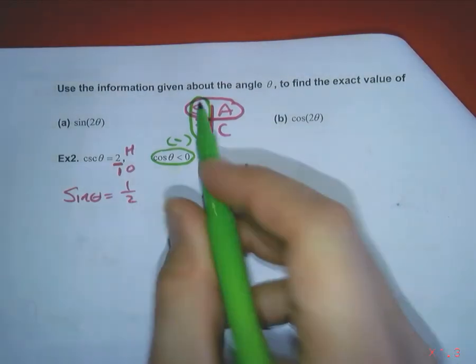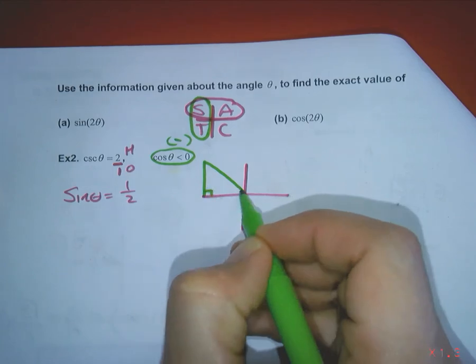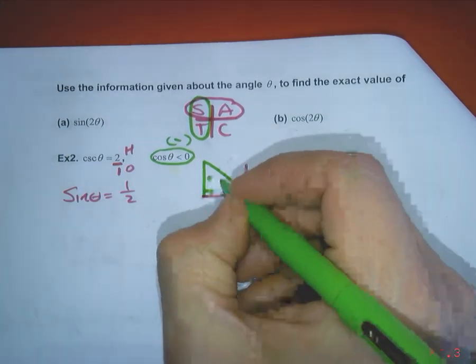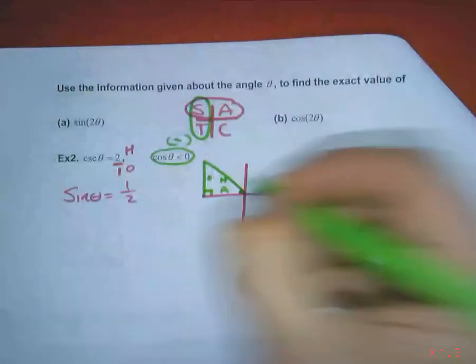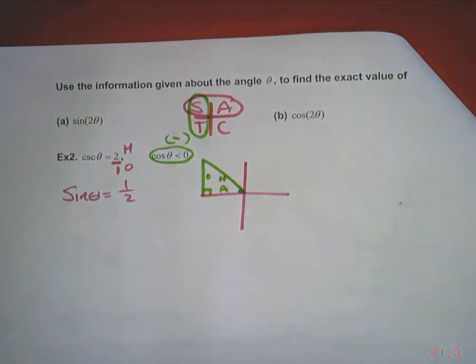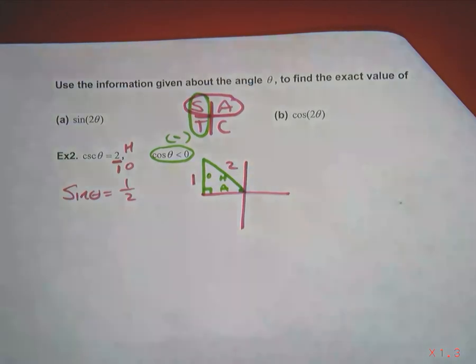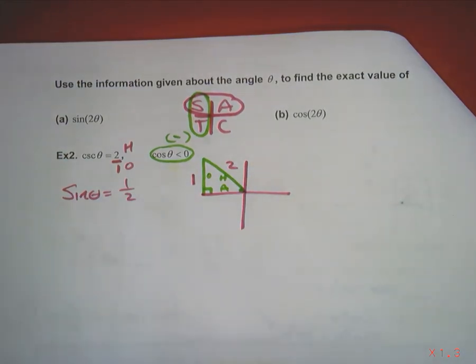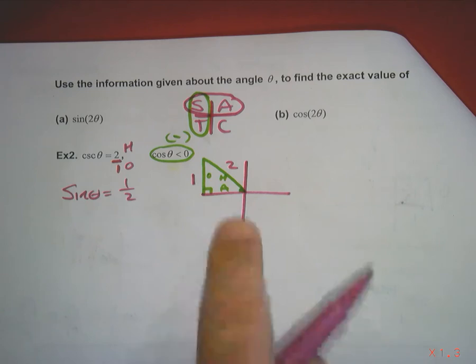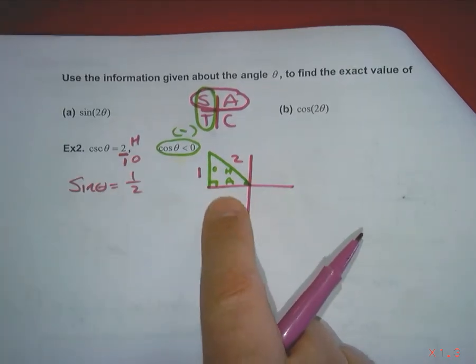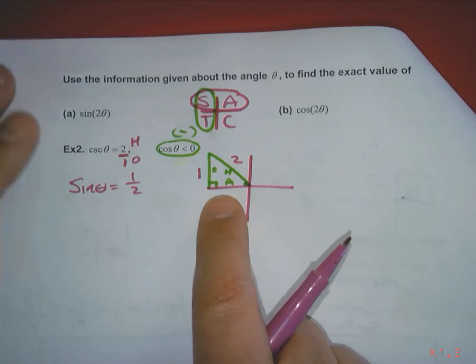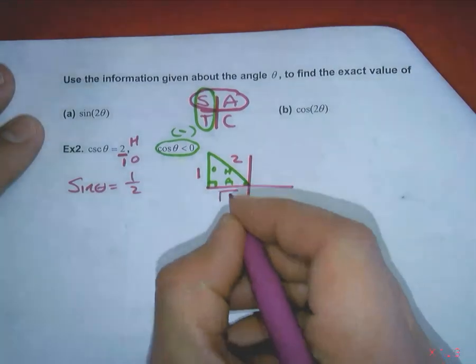All right, so I'm in quadrant 2, again working from this reference angle. This is O, this is H, this is A. They gave me sine was 1/2, so I have 1 and 2. Now I can use Pythagoras to find that missing side, or I know this ratio of sides. I've seen this reference triangle before. What is this guy? This is a 30, 60, 90, so we know what this guy is. What's this one? A root 3.